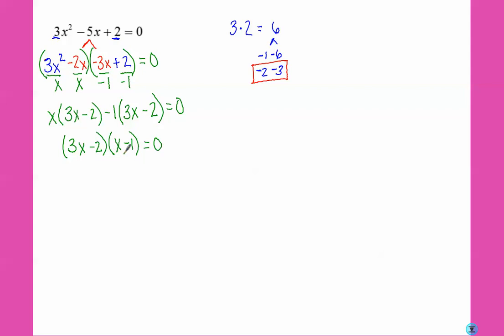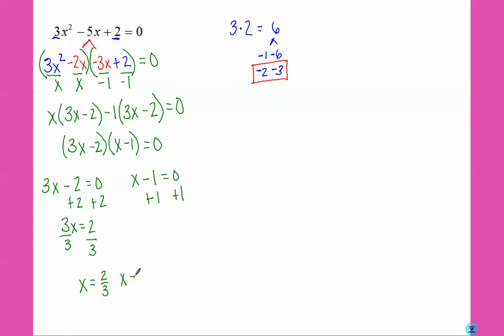Now I have two things being multiplied that equal 0, so I'm going to split them up. 3x minus 2 equals 0, and x minus 1 equals 0. So to solve here, I'll add 2 to both sides. 3x equals 2, divide by 3, divide by 3, x equals 2/3. Here I just have to add 1, so x equals 1.